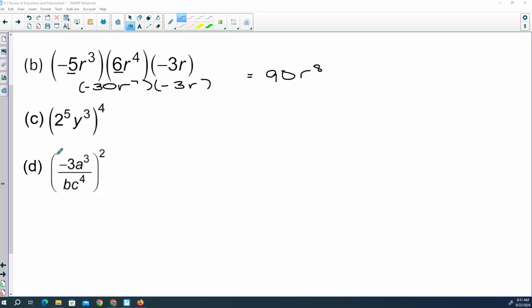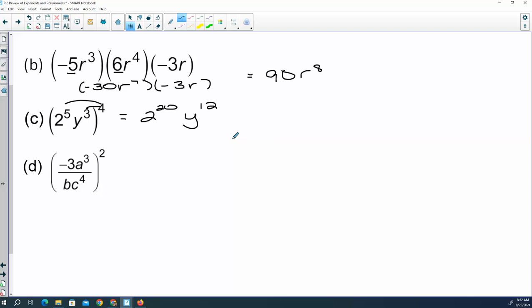Maybe you figured them out, maybe you didn't. So C is kind of involving a couple different rules. If you have a power to a power, what do we do with those exponents? Multiply them. Because I have both a 2 and a y in here, we have to take the fourth to both parts. So this would become a 2 to what power? 20th. And a y to the 12th.